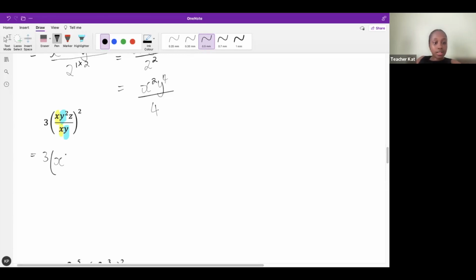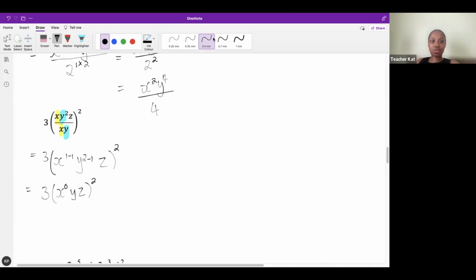One minus one. Y to the power of what minus what? 2 minus 1. And then z is just on its own there, all to the power of 2. Now, this will give me 3 times x to the power of 0, y, z, all raised to the power of 2. We can still simplify something inside my bracket.